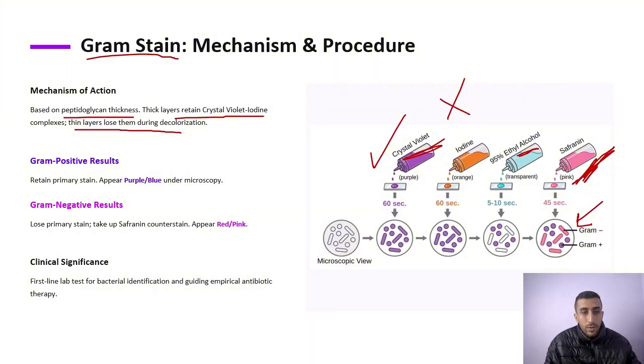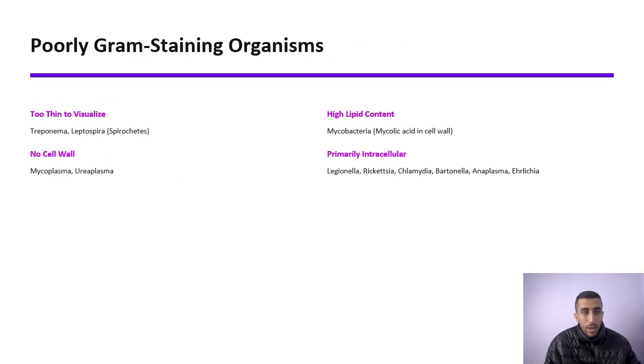So Gram-positive bacteria retain the primary stain and appear purple-blue under the microscope, versus Gram-negative bacteria, which lose the primary stain, take up the counterstain, and appear pink. This is the first-line lab test for bacterial identification and guiding empirical antibiotic therapy. It's quick, because culture takes time, so we may do the Gram stain first.